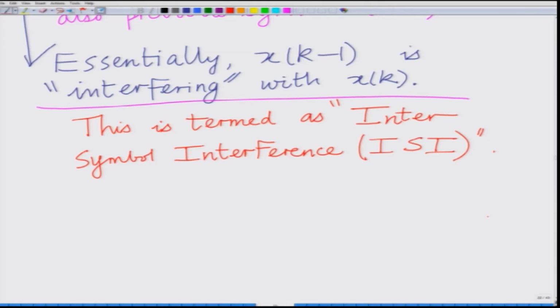This is termed as inter-symbol interference, and naturally this ISI leads to performance degradation, because xk minus 1 is interfering with xk, this leads to performance degradation at the receiver. So, this is an undesirable effect. So, this ISI leads to performance degradation naturally and is undesirable.